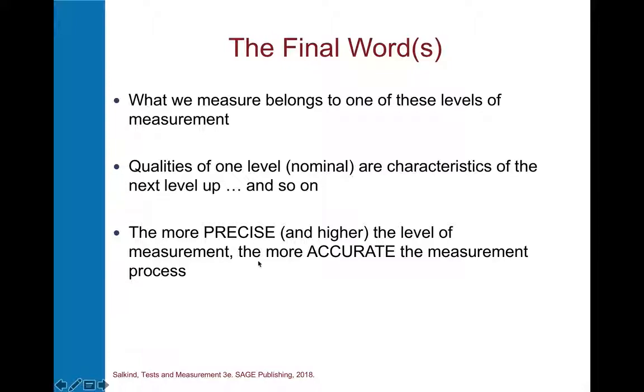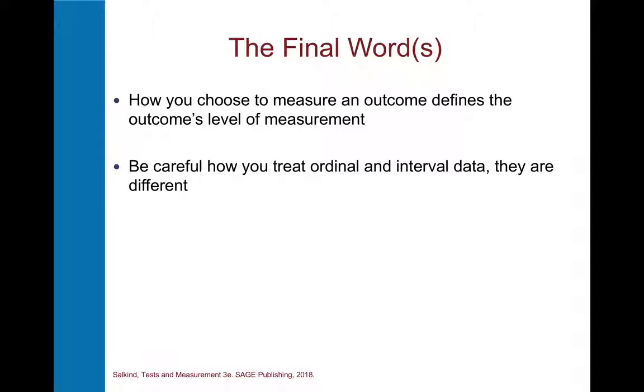Third, the more precise and higher the level of measurement, the more accurate the measurement process, and the closer you'll get to measuring the true outcome of interest. Fourth, how you choose to measure an outcome defines the outcome's level of measurement. Ideally, the more precise the level of measurement, the more information you have to manipulate. But also, don't be too disappointed if real-world constraints limit the type of information that you can collect as an outcome, as long as you know the limitations of using that type of limited information.